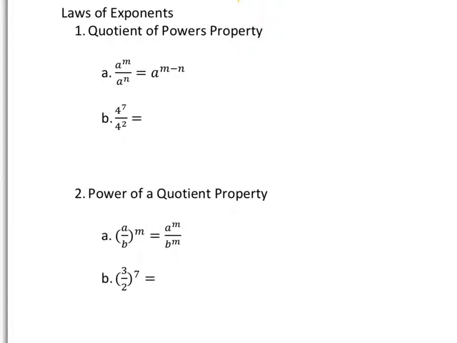Well, the quotient of powers property is very similar, but when you're dividing, you notice here that we've got the same base. They're both a. The exponents are m and n. When you're dividing instead of multiplying, instead of adding your exponents, you're going to subtract the exponents. So a to the m power divided by a to the n power is going to be a to the m minus n power.